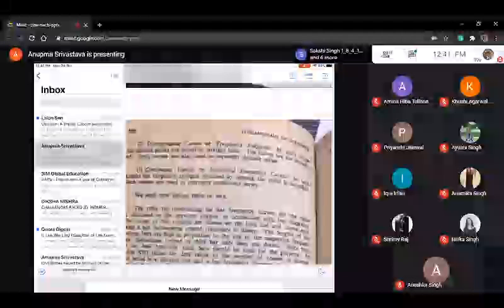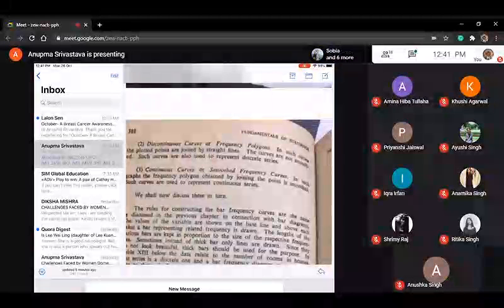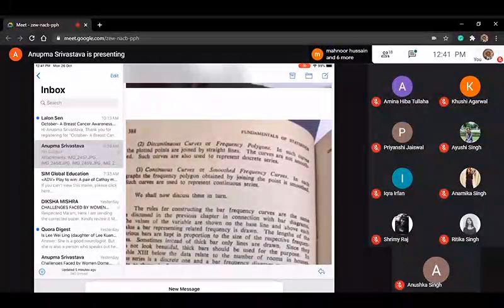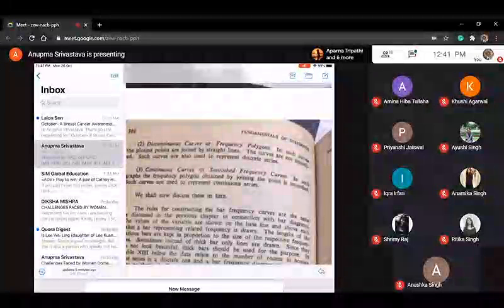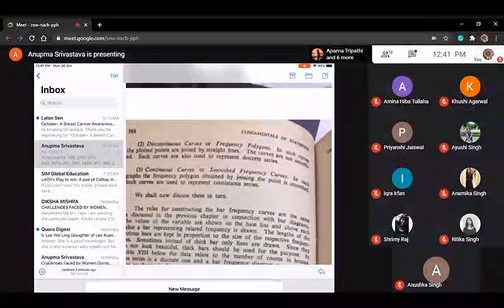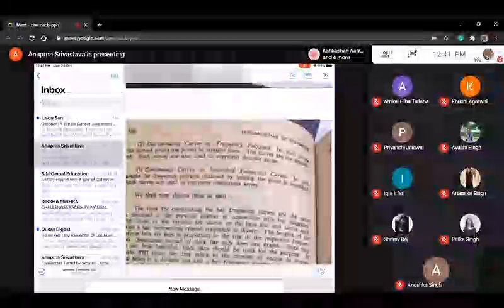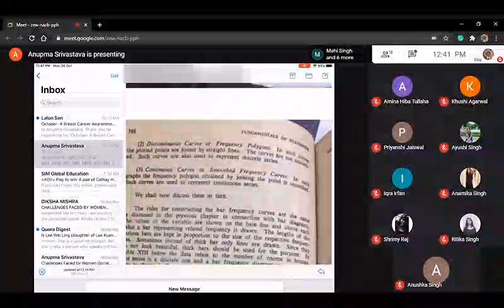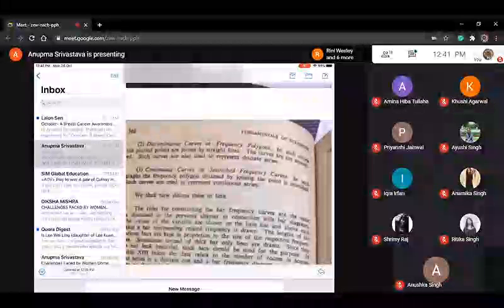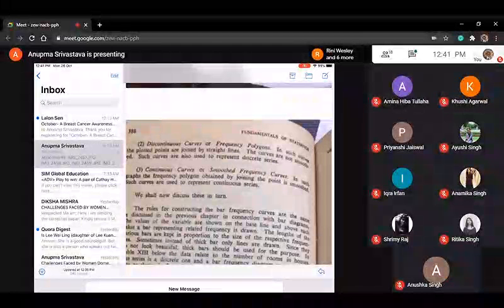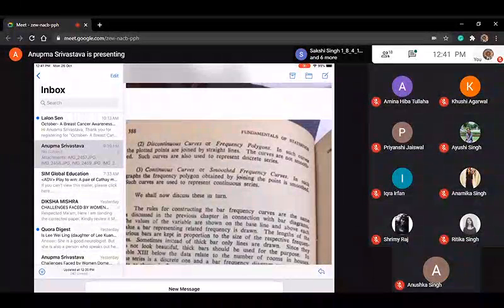And the third is continuous curves or smooth frequency curves, in which we join the points with a smooth curve, and these curves are used to represent continuous series. So the first two types of graphs which we have just done are bar frequency curves and frequency polygons. They are used for discrete series, whereas the last one, continuous curve or smooth frequency curves, is used to represent continuous series.